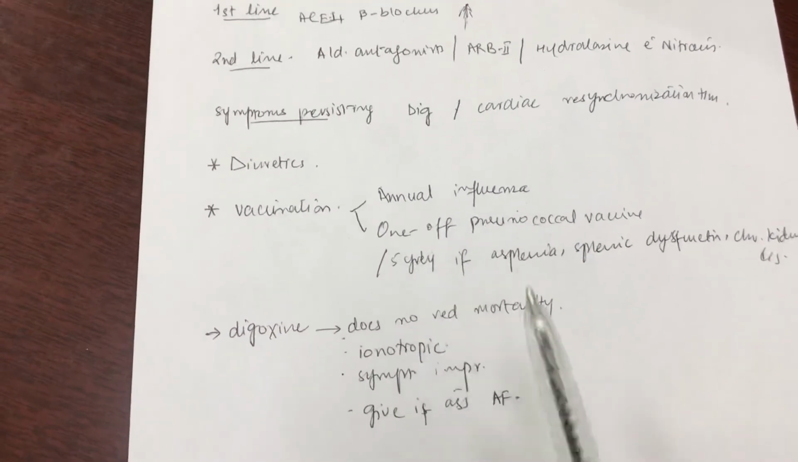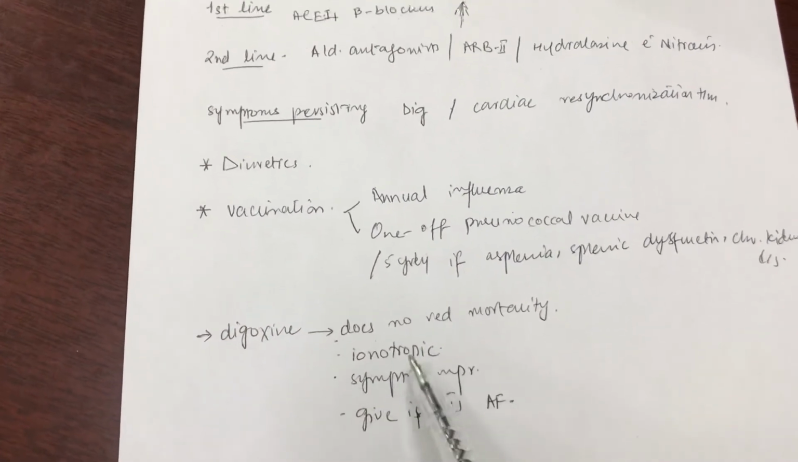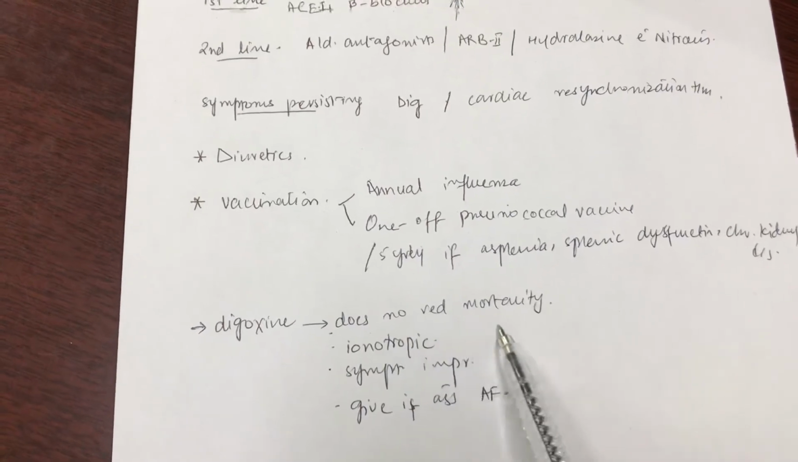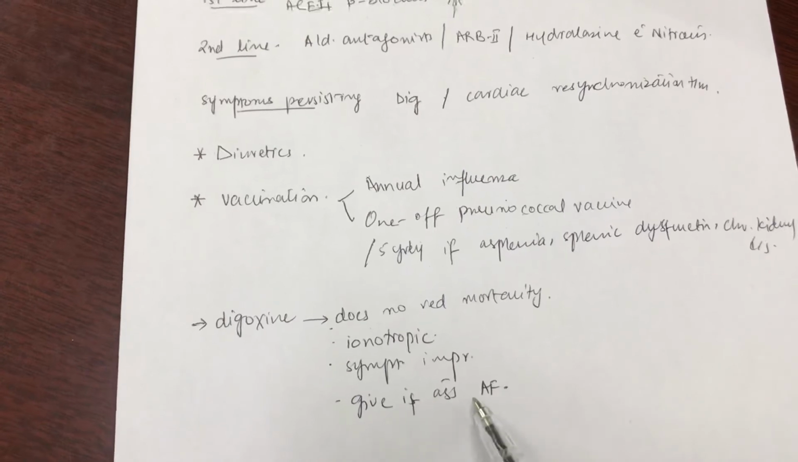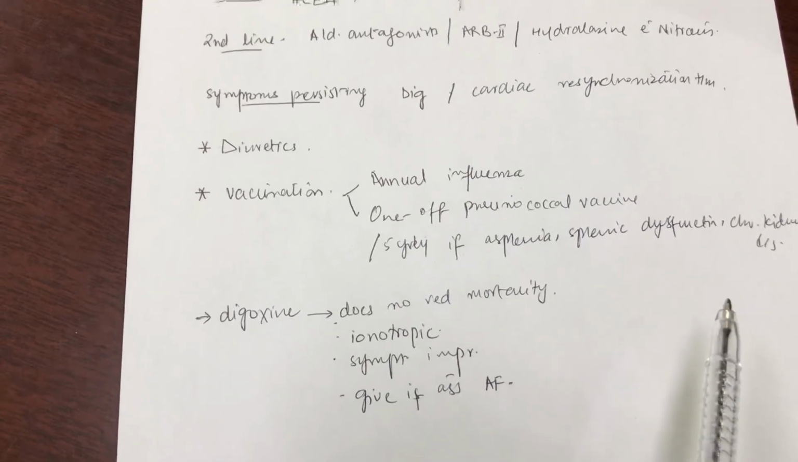As discussed earlier, digoxin is an inotropic drug. It does not reduce mortality. It only gives symptomatic improvement, and it should be given if there is associated atrial fibrillation in the cardiac failure patient.